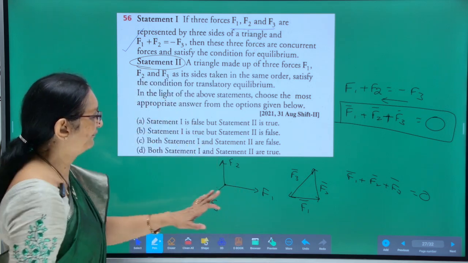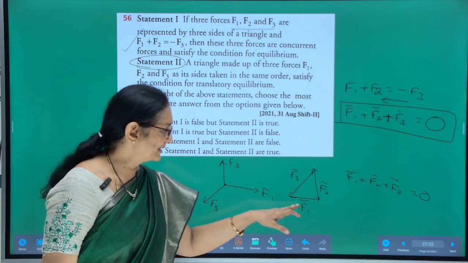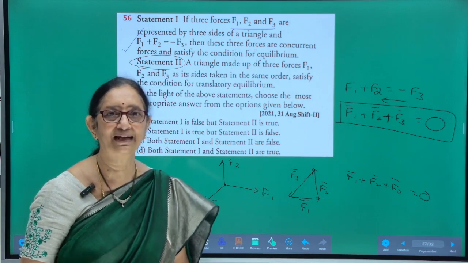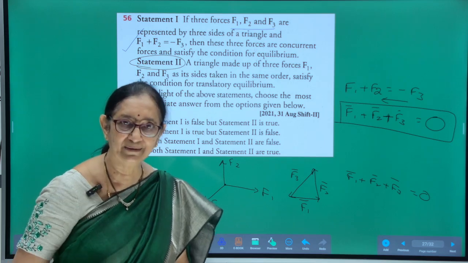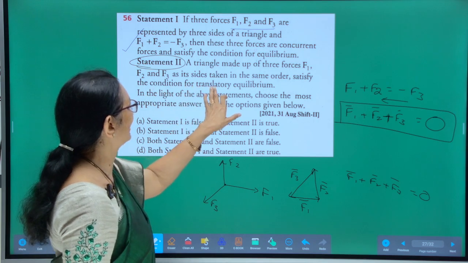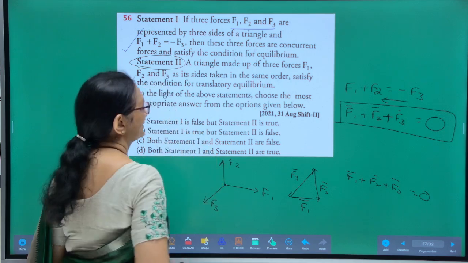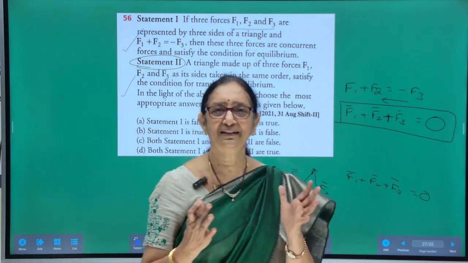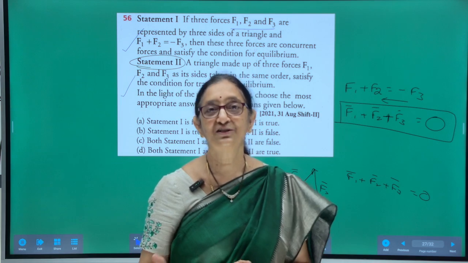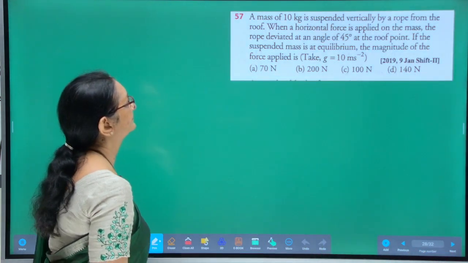So, those three forces simultaneously acting on a point are represented by the three sides of a triangle taken in order. They keep the point in translatory equilibrium. So, this statement is perfectly correct. It is just based on triangle law of vectors. Let us move on to the next problem.